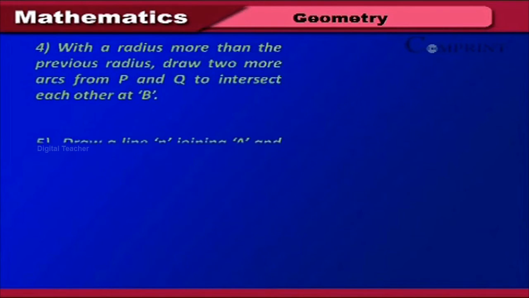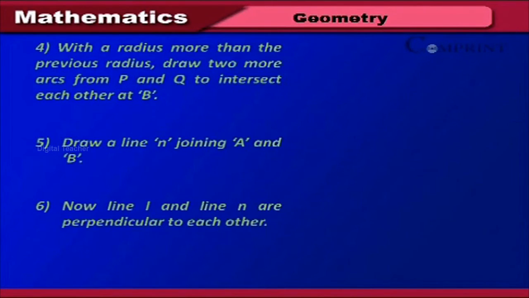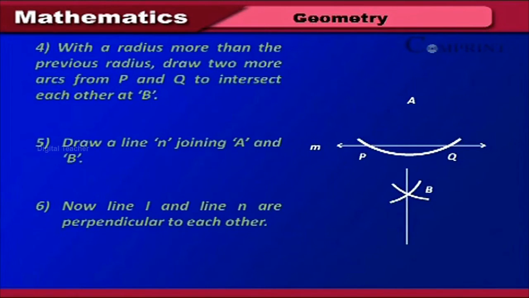4. With a radius more than the previous radius, draw two more arcs from P and Q to intersect each other at B. 5. Draw a line N joining A and B. 6. Now, line M and line N are perpendicular to each other.